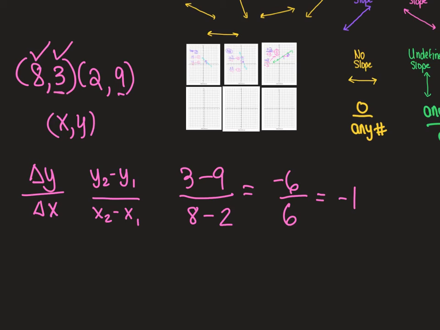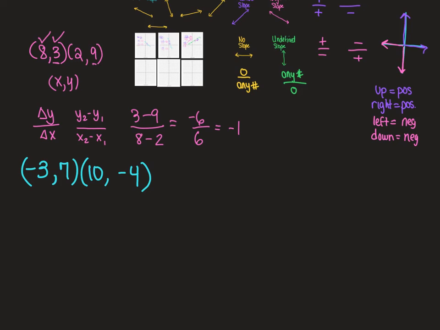So all you have to do is subtract. Subtract the y's, subtract the x's, get an answer. Sometimes it's going to be a whole number. Sometimes it's going to be a fraction. If you get an improper fraction, just leave it improper. We don't want to change it to mixed, but we want to simplify it if you can simplify it.